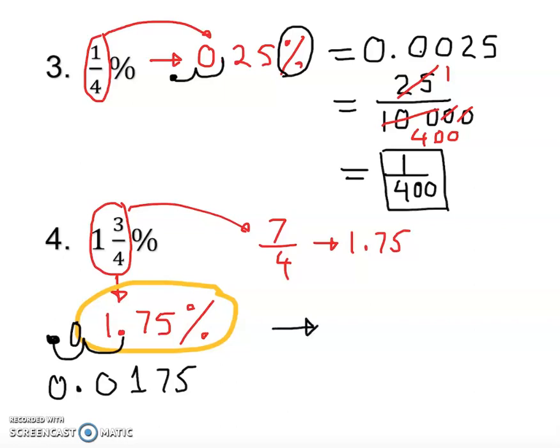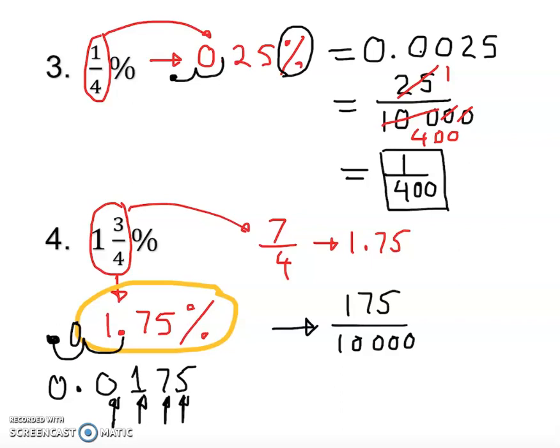Now I am going to write down the answer to the right side here. So how do we read it? As you see, this is the 10th, this is the 100th, this is the 1,000th, this is the 10,000th. So 175 out of 100,000. So how do you reduce it?